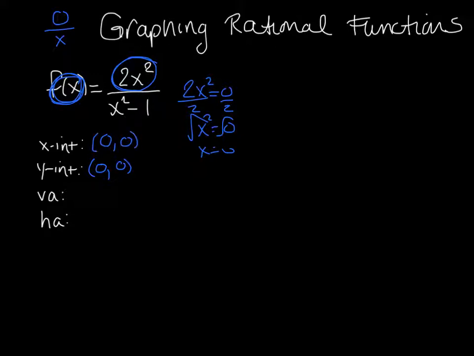It's not always going to be 0. Sometimes it'll be something different. So just be aware that it might change. So don't automatically go with 0. You have to actually check it out. All right, so that's my x and y intercepts.